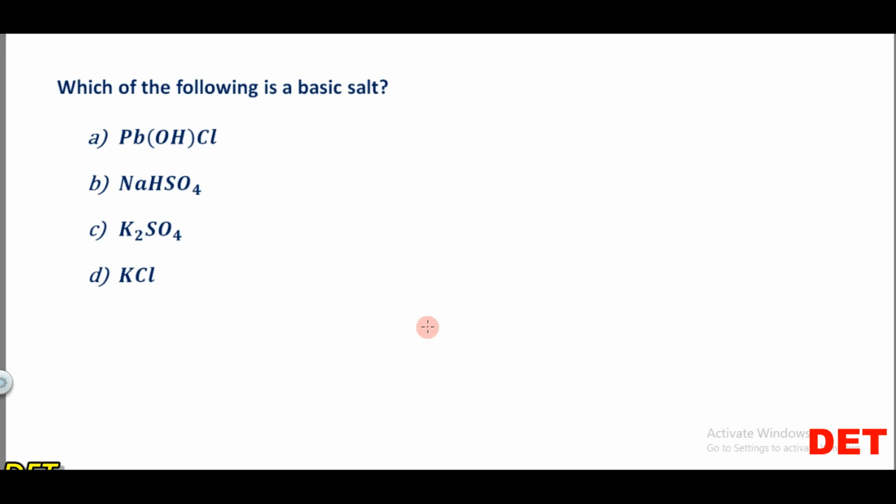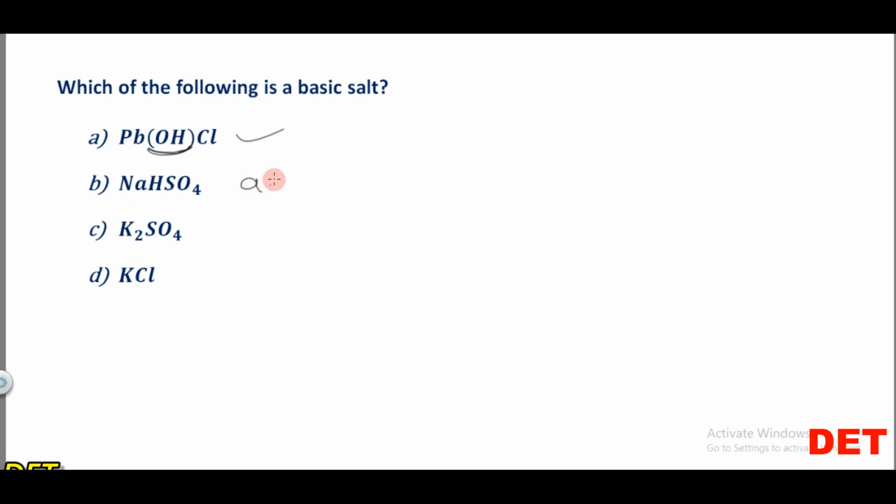Alright, so let's look at this question. Which of the following is a basic salt? So we have lead hydroxide chloride, we have sodium hydrogen tetrasulfate 6, we have potassium tetrasulfate 6, and we have potassium chloride. So the basic salt here is option A. Why? Because we have the presence of this OH ion, and that is why it is a basic salt.